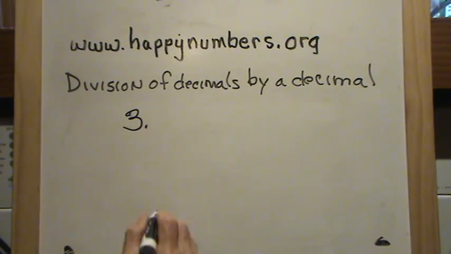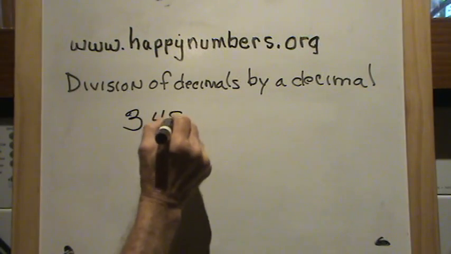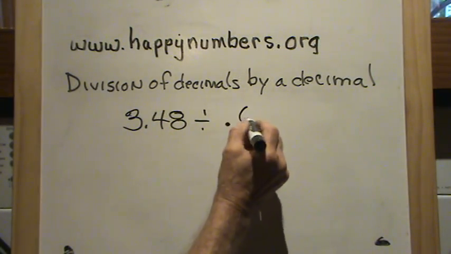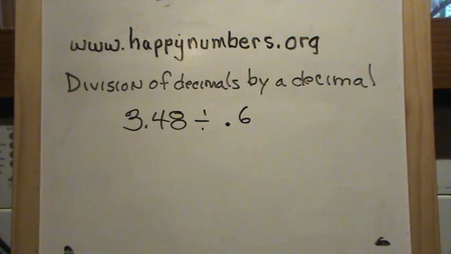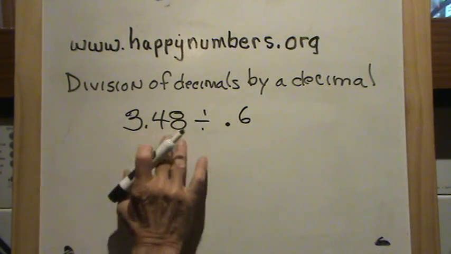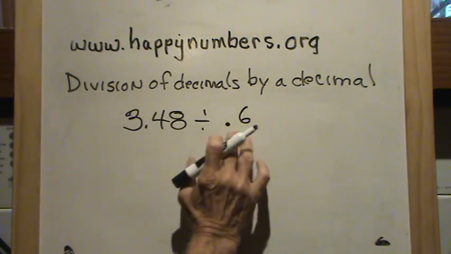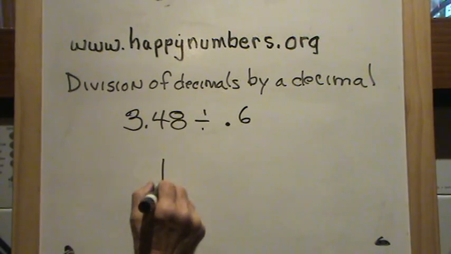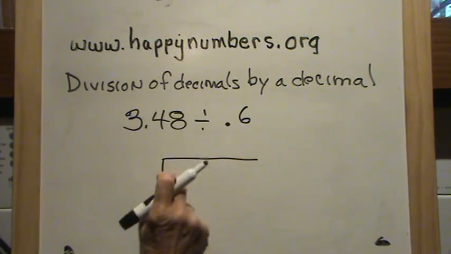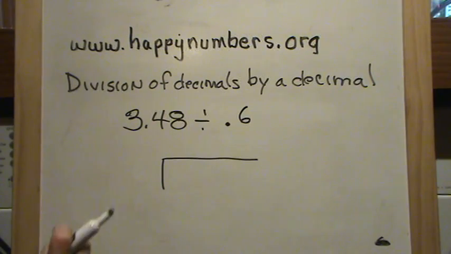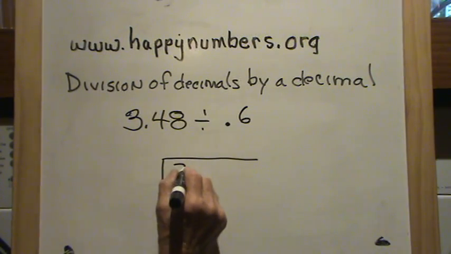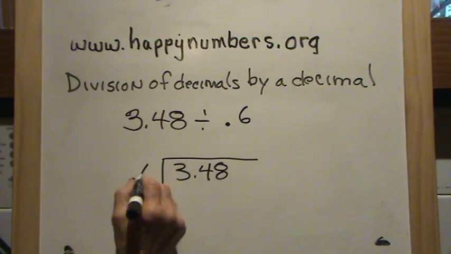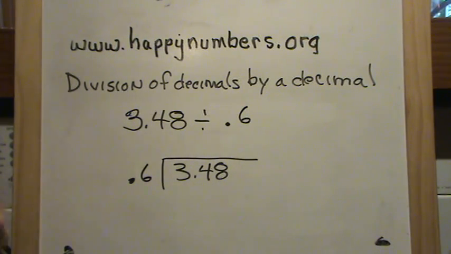Suppose we had 3 and 48/100 divided by 6/10. Now we have a decimal here, a mixed decimal, and we have a decimal here. Just a review, remember this sign means divided by, just like this means divided by. They both mean divided by. So we have 3 and 48/100 divided by 6/10.